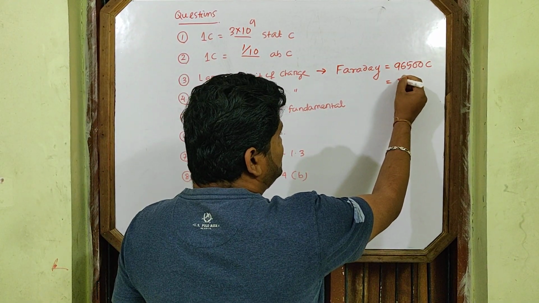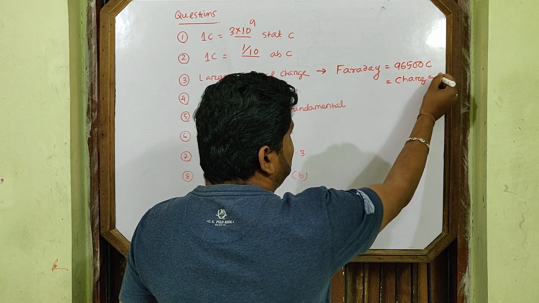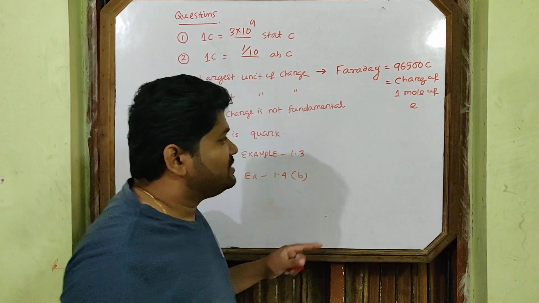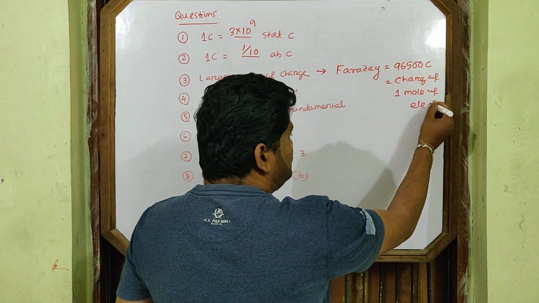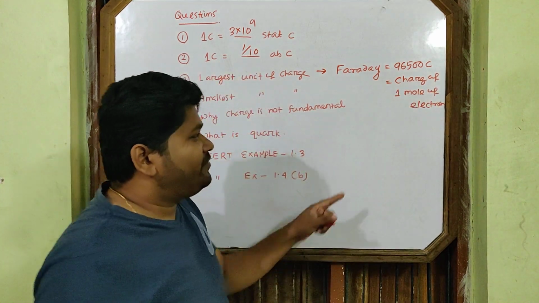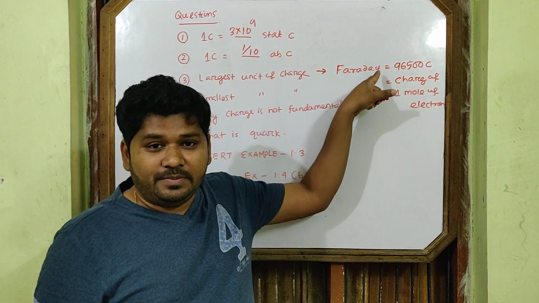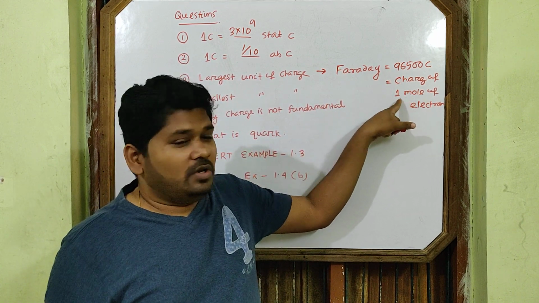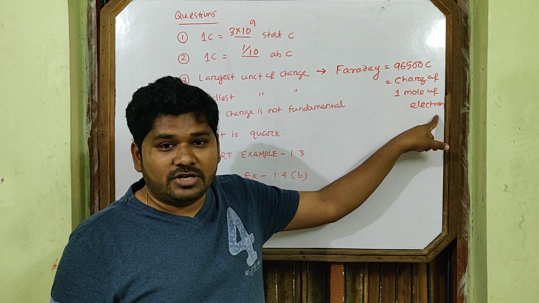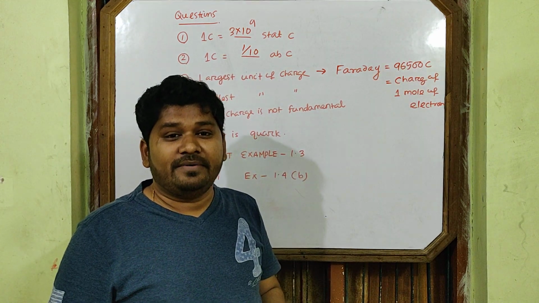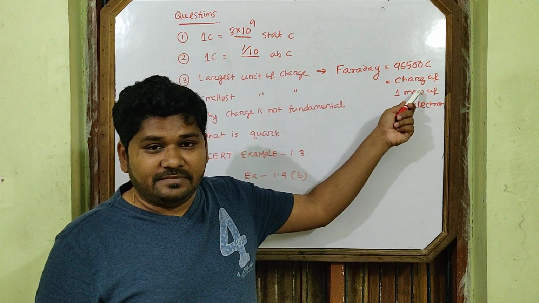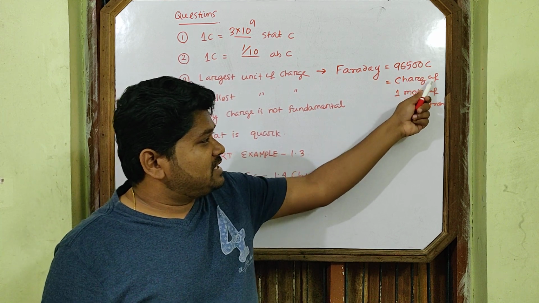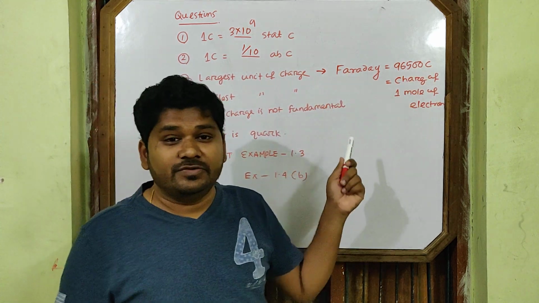This is equal to the charge of 1 mole of electron. By using the formula Q is equal to plus or minus Ne, if you calculate, in place of N you will put 1 mole, in place of E you will put charge of electron, you will get 96,500 coulomb approximately. So 1 Faraday equal to 96,500 coulomb, that is the charge of 1 mole of electron. This is the largest unit of charge.